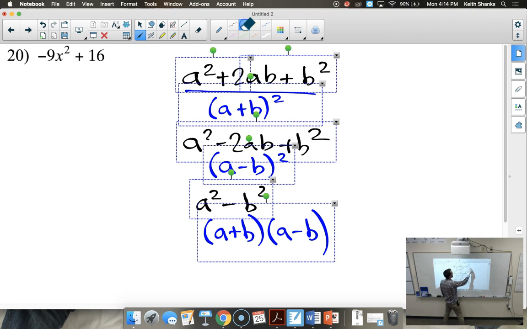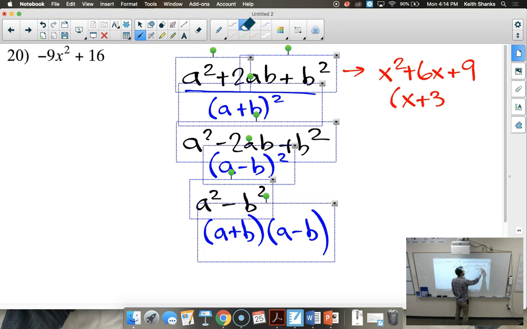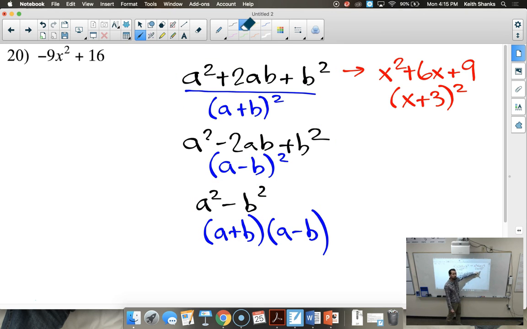But basically, if I saw an example like this, x squared, I think I've written this one before, plus 6x plus 9, you've got a perfect square and a perfect square. And so what I end up with is x plus 3 squared. What is the square root of x squared? It's x. What's the square root of 9? 3. And what is 2 times a times b, 2 times x times 3? 2 times x times 3 is 6x.